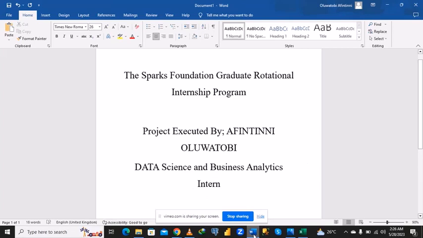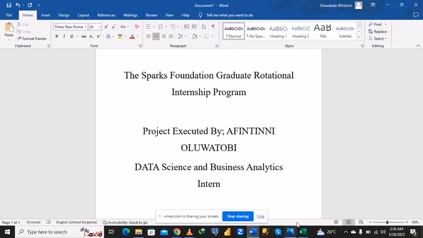Good day everyone, my name is Oluwatobi Afitini, a data science and business analytics intern with the Sparks Foundation. As part of our internship program, I was tasked with conducting an exploratory data analysis on the Global Terrorism Database.